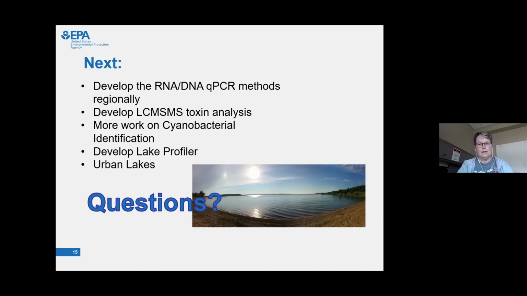And then in 2021, our big focus is on urban lakes. We're going to study urban lakes here in Kansas City, as well as Denver and Cincinnati, and see what's so different about the urban lakes and their HAB response.